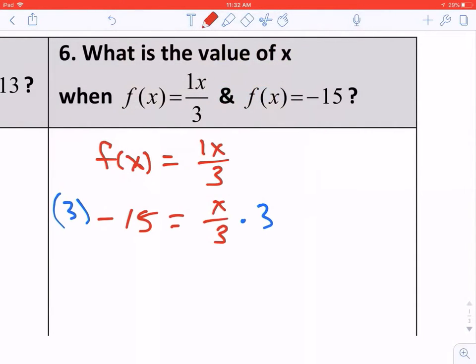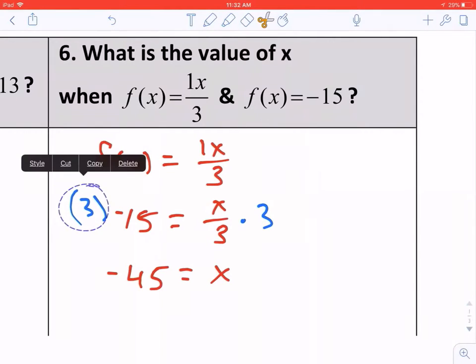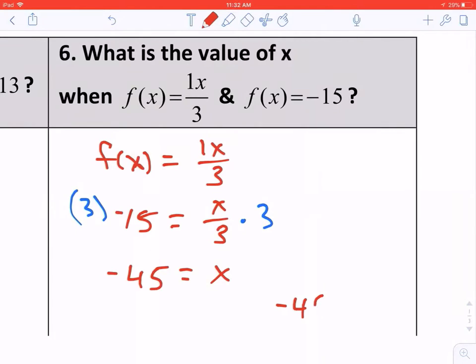What you see in there in blue is optional work. If you choose not to show what's in blue, you will not lose credit. So we get 3 times negative 15 is negative 45. On the right, the 3's cancel. I'm just going to rewrite this to make sure it's clear. This is a negative 15, not a subtract 15. So our ordered pair for this, we put a negative 45 in, we get a negative 15 out.